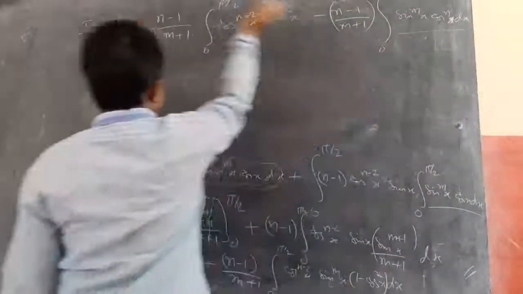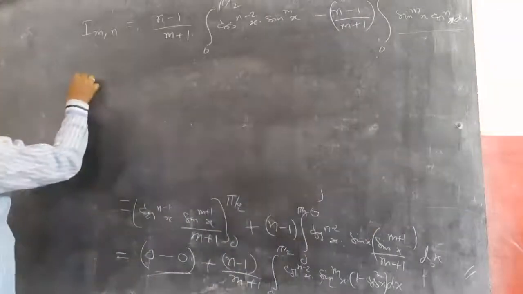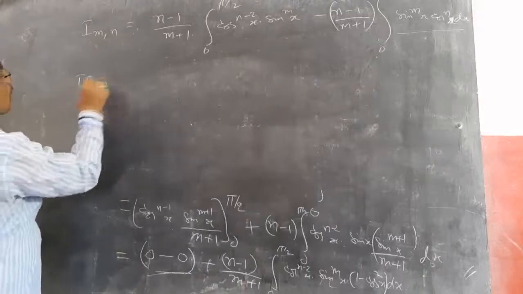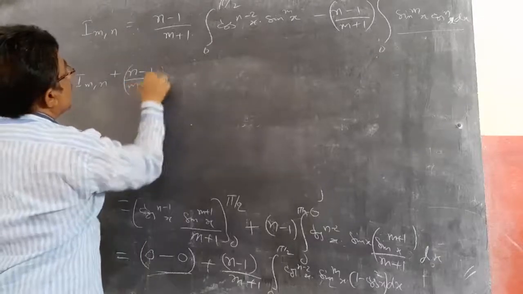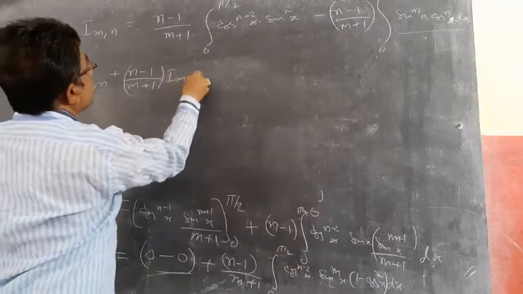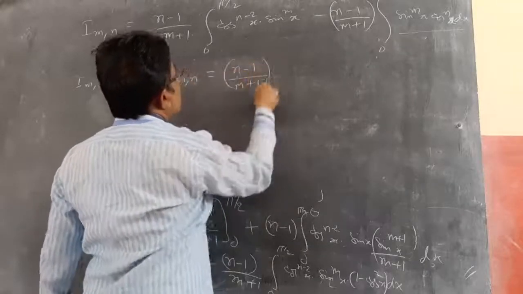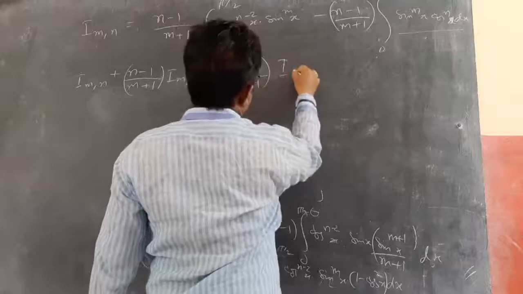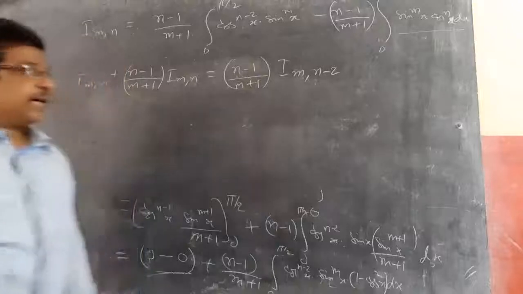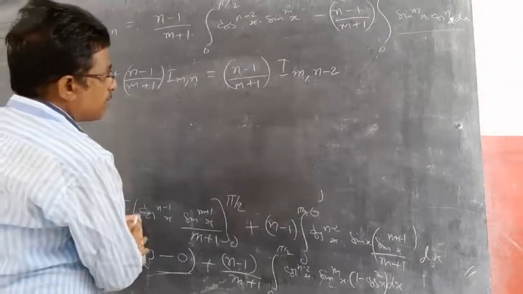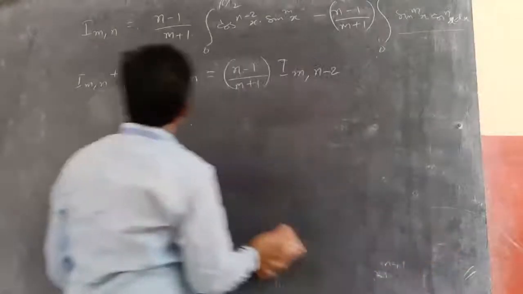So I will bring this minus to this side, and it becomes plus. So the equation becomes I(m,n) plus (n-1) by (m+1) into I(m,n) equals, on this side, (n-1) by (m+1) into this, which is I(m,n-2). So this is the final equation we got.